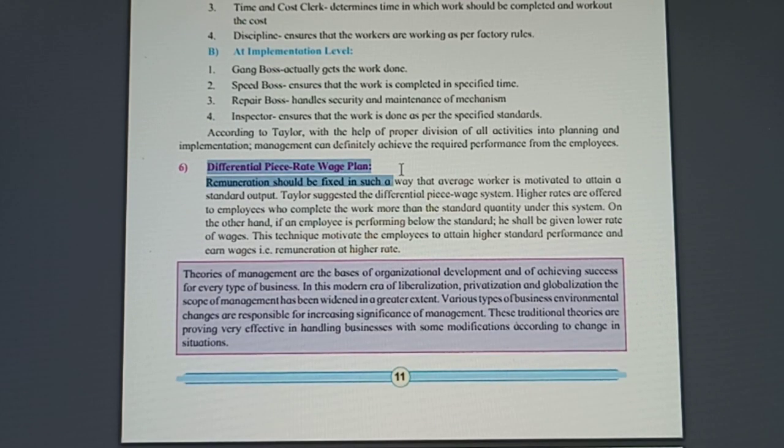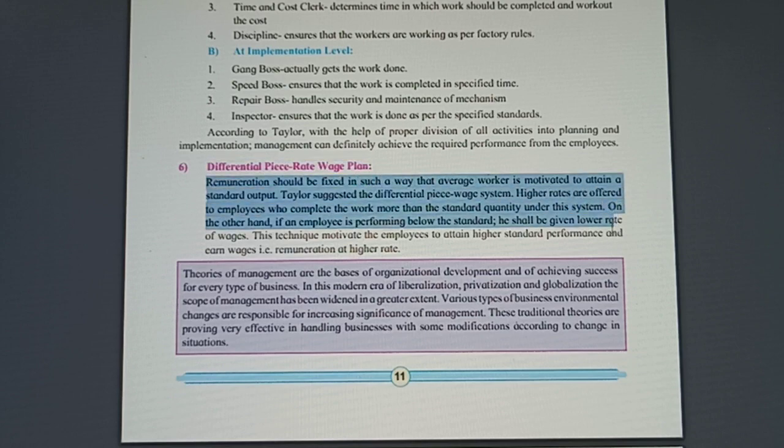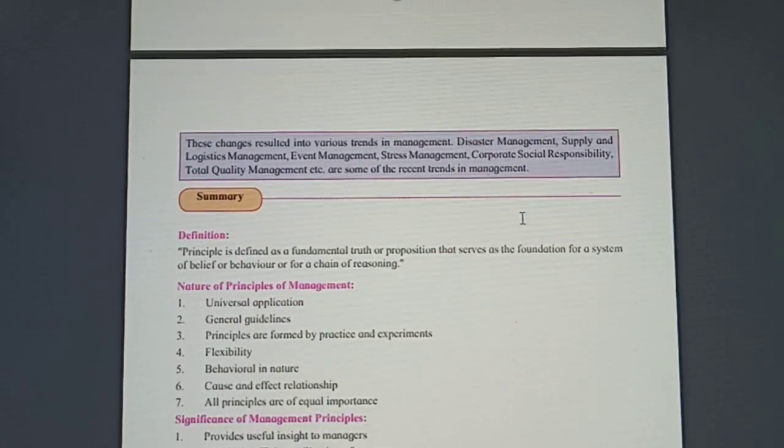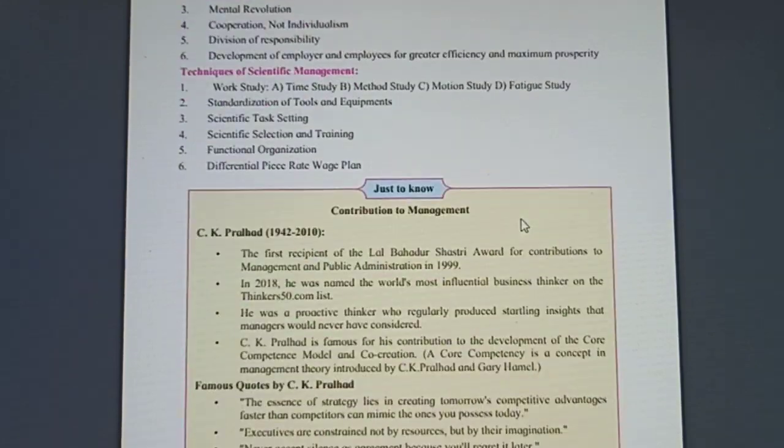Differential piece rate wage plan. Many companies have tried this. What they do here is they give extra wages, extra bonus, extra incentive to those people who do more production. So this will be a motivational factor for others also. So they will also say, no, from tomorrow I will also work more, I can also get more pay. So this has been tried many times, but it is not successful everywhere. Differential piece rate wage. So this is the main part of this first chapter.